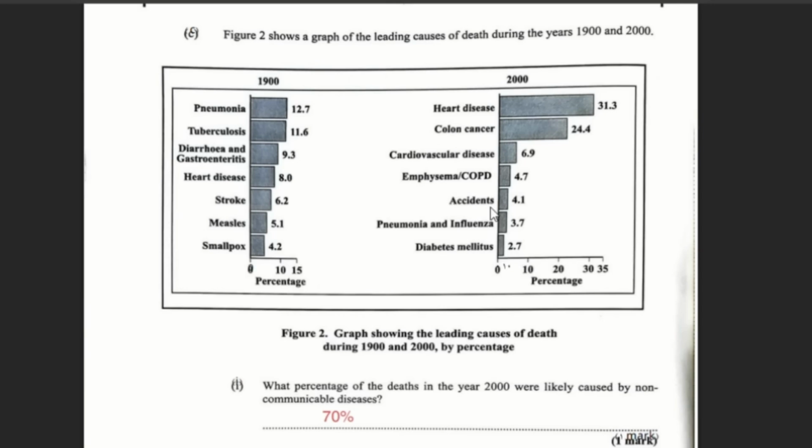And then accidents are not necessarily considered diseases, so we're not going to count them. So basically, if we want to find out the percentage of deaths in the year 2000 that were caused by non-communicable diseases, we are going to have to add up heart disease, colon cancer, cardiovascular disease, COPD, and diabetes mellitus, and it's going to come to about 70%. No, we cannot add pneumonia because it is communicable, and accidents are not considered diseases, right? So we won't add that in either. So that's going to be the answer for that.